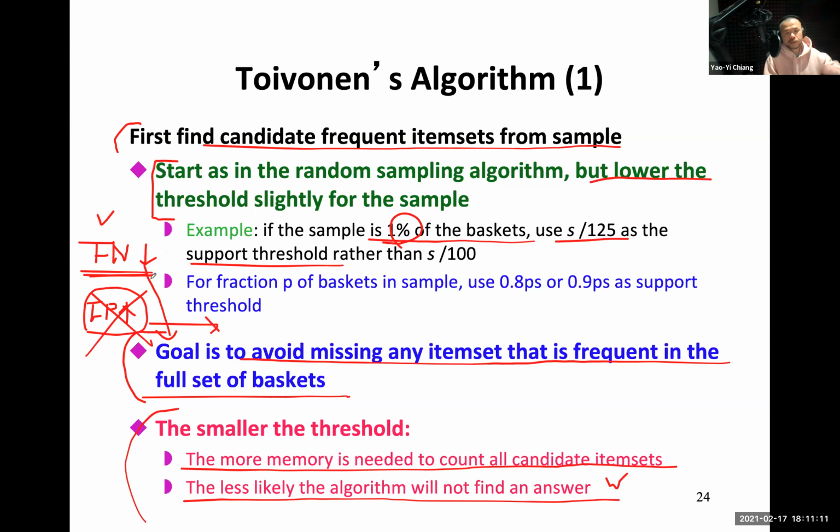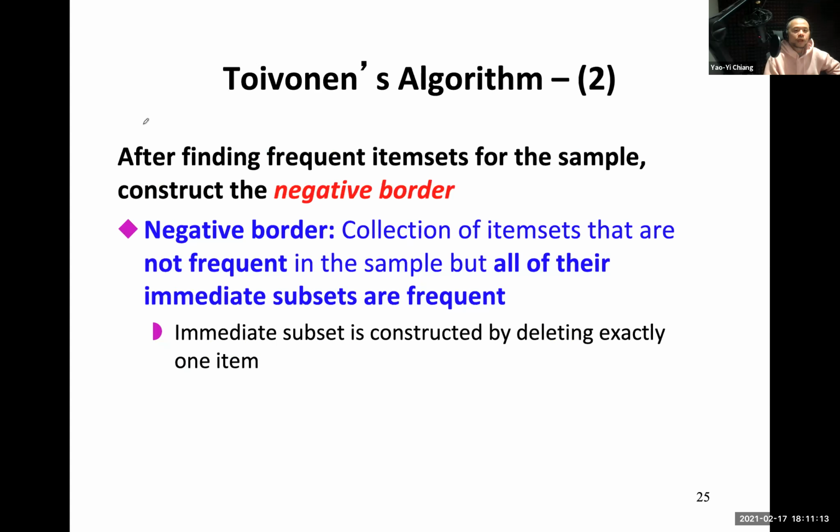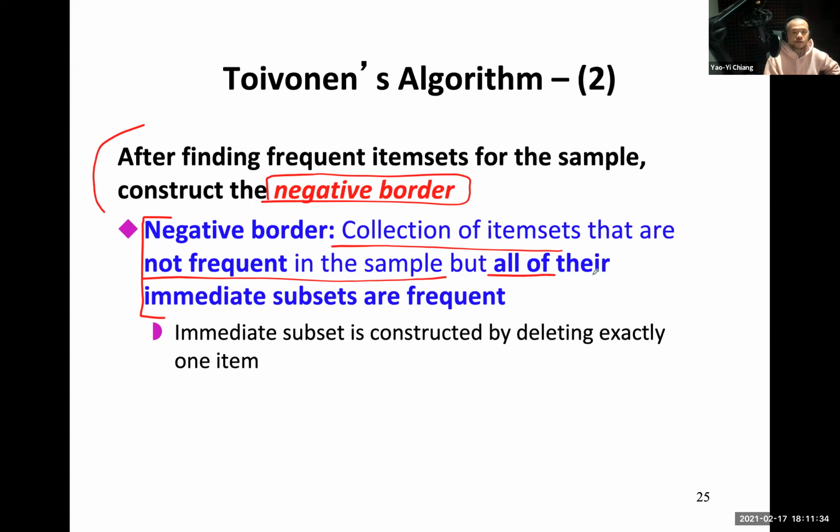So how does it work? Let's look at the algorithm. After we find the frequent item sets from the sample, we want to construct something called the negative border. The negative border is actually just a set of items. This is a collection of item sets that are not frequent in a sample, but all of their immediate subsets are frequent.